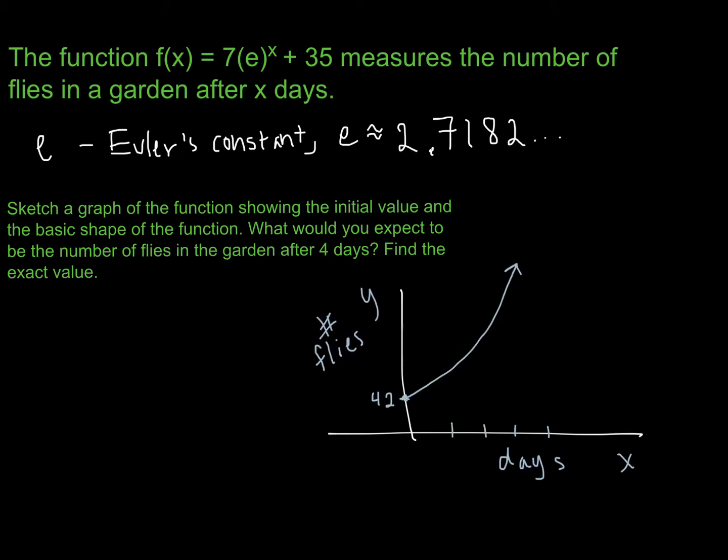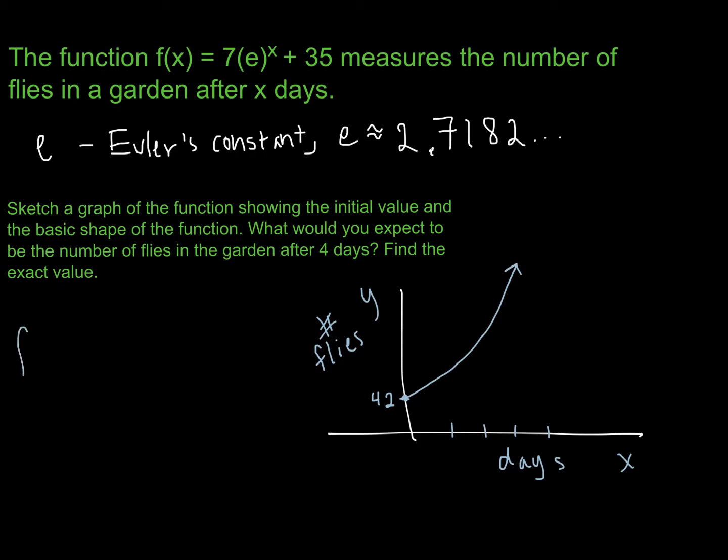All right, so the basic shape of the function, it's an exponential function which is increasing at a greater and greater rate over time. And the initial value is 42 because when x is 0, in other words, at the beginning, when we start measuring, this will be 7 times 1 plus 35, which is going to be 42. Now, from this graph, it's going to be kind of hard for me, unless I actually plot some of these points, to figure out what the value after 4 days is. And so the point of this question is for us to realize that if we want to have a really accurate graph, we're actually going to need to compute some of these points.